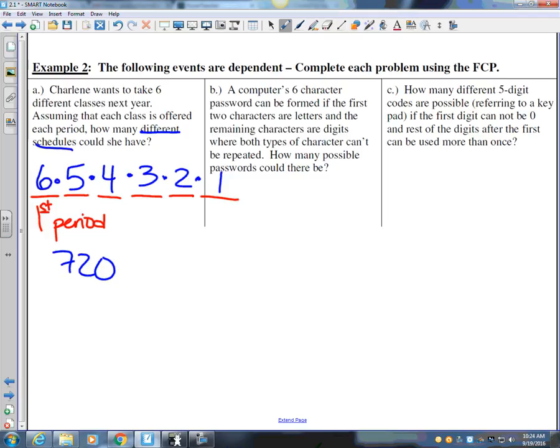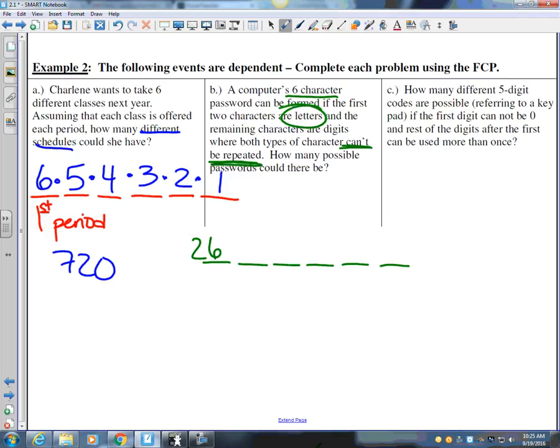Okay? All right, B, a computer's 6-character password can be formed if the first 2 characters are letters and the remaining characters are digits where both types of characters can't be repeated. How many possible passwords could there be? Mariah, how many blanks should I do for this one? 6. I'm doing a 6-character password. 1, 2, 3, 4, 5, 6. Keelan, what does it tell you about the first 2 characters? They're letters. Guys, how many letters are in the alphabet? 26.